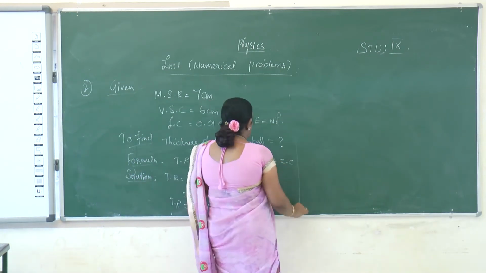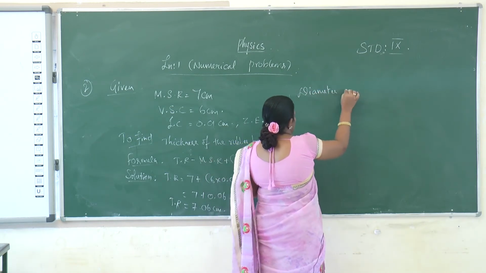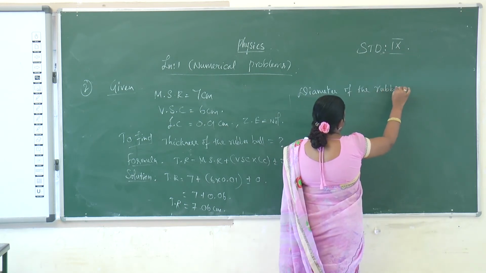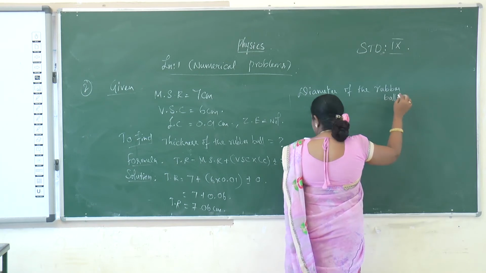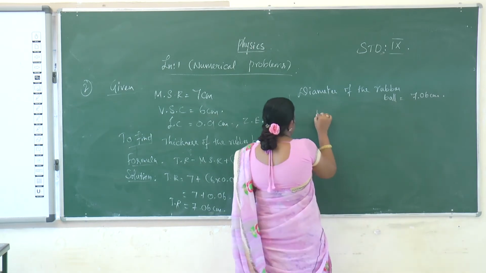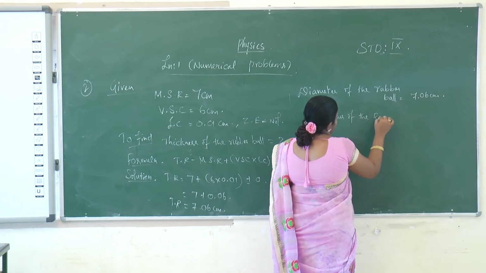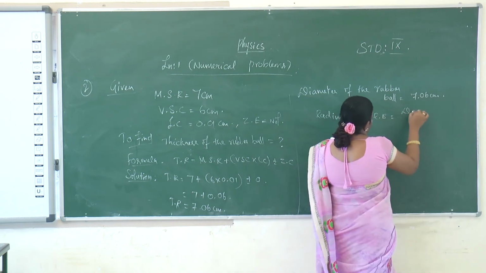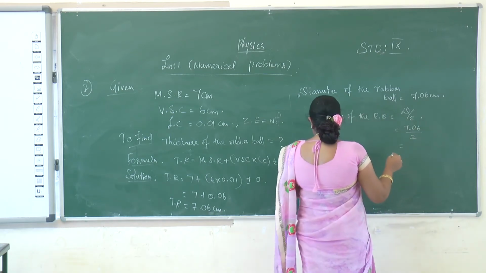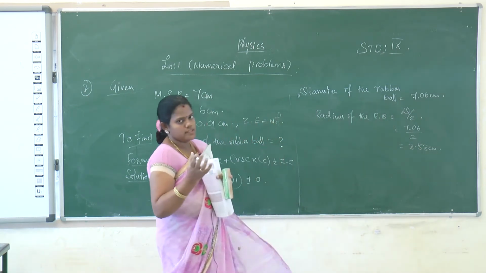So the radius of the rubber ball, diameter of the rubber ball, diameter of the rubber ball is equal to 7.06 centimeter. Okay. How will you calculate the radius of the rubber ball? Radius of the rubber ball will be equal to diameter of the rubber ball divided by 2. So 7.06 by 2, that value is 3.53 centimeter.